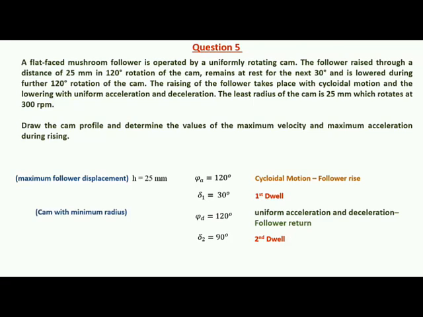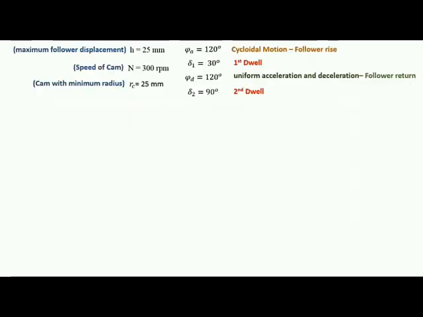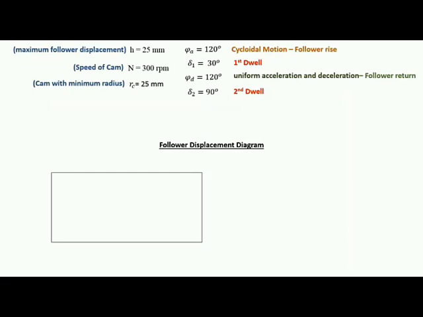So we can say the speed of the cam is given as n equal to 300 rpm. Finally, we have to draw a cam profile and determine the values of maximum velocity and acceleration during rising. So we can say omega is 2 pi n by 60, so simply 31.4 radian per second. Now we'll draw the follower displacement diagram.